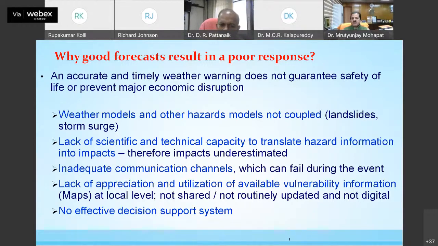An accurate and timely weather warning does not always guarantee the safety of lives. I'll show some examples. It is mainly because the weather models and other hazard models are not coupled every time. And there is a lack of scientific and technical capacity to translate the hazard information into the impacts. There are inadequate communication channels which can fail during the event to reach the last mile. And there is a lack of appreciation and utilization of available vulnerability information like maps, geophysical, and geospatial data with higher resolutions.